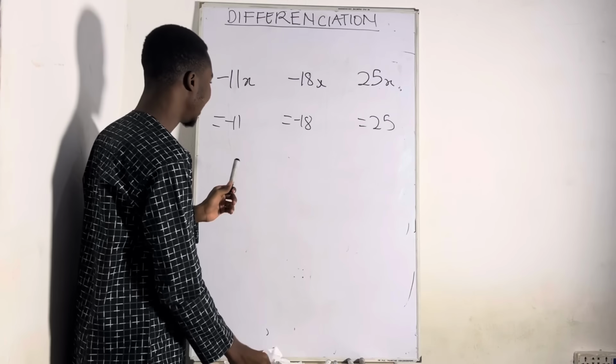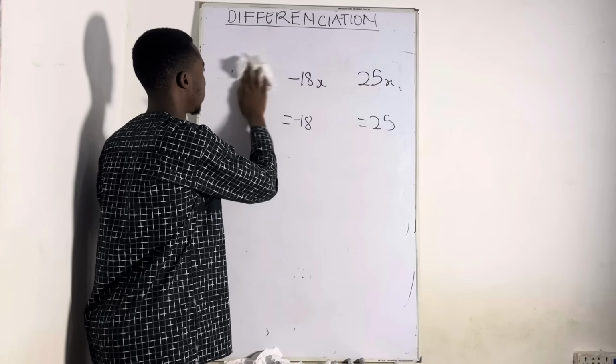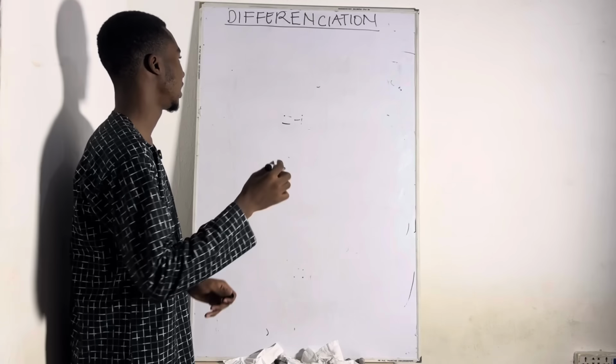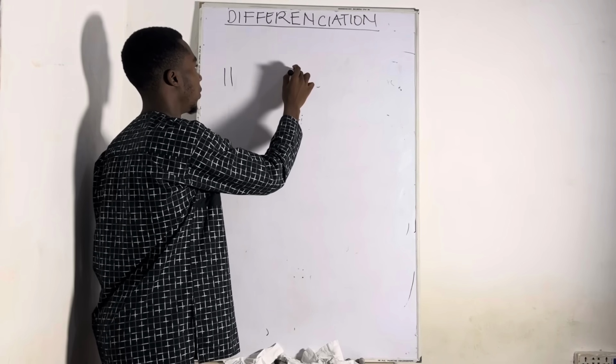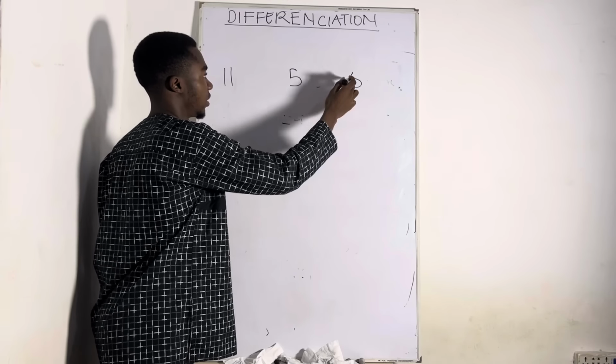That's all. Now, the last thing you need to know, that if you are given just a number to differentiate, so if it's something like 11 or 5 or even 6, it becomes 0.